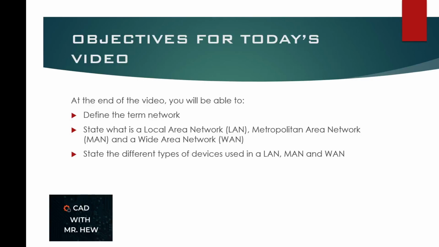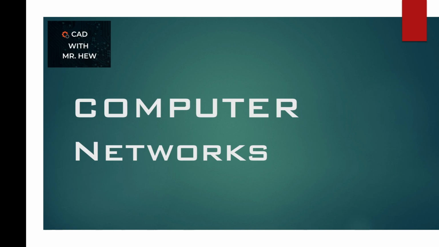In summary, in today's video, we looked at the definition for the term computer network. We looked at the three main types of networks, which are a local area network, LAN, the metropolitan area network, MAN, and the wide area network, WAN. We also looked at the different types of devices that we use in a LAN, MAN, and WAN. So in today's video, we looked at computer networks.